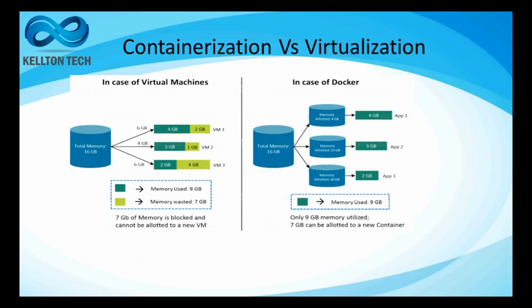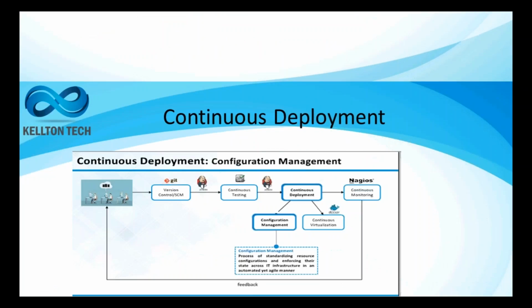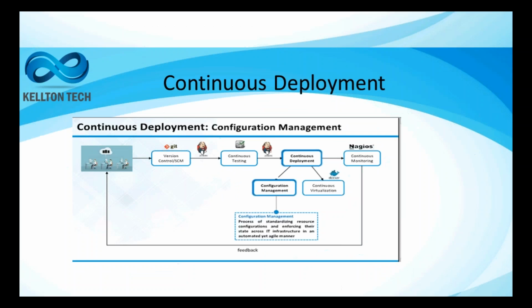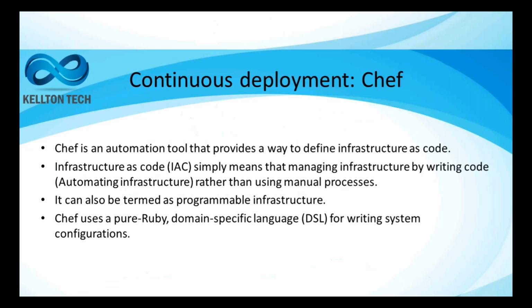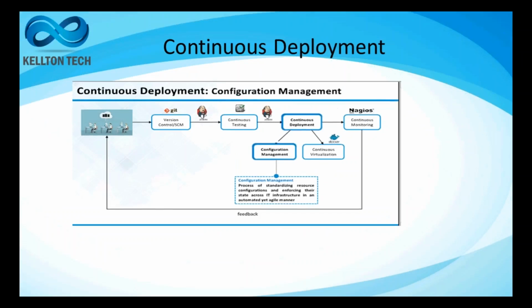This is the main difference, where you can see by using this diagram the memory utilization by the virtual machines and the containerization machines. This is the last phase. The next phase is continuous deployment. In continuous deployment, this fits after the continuous testing.